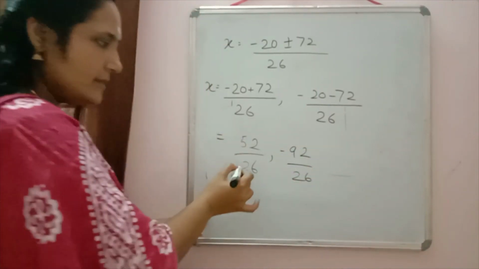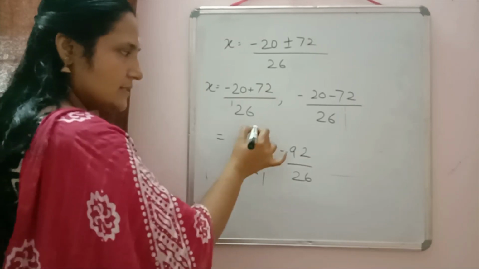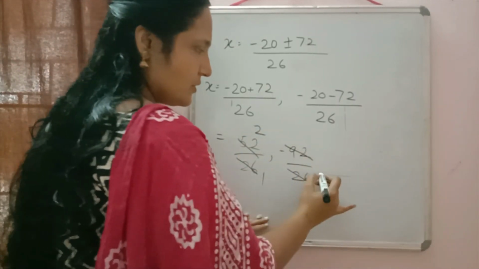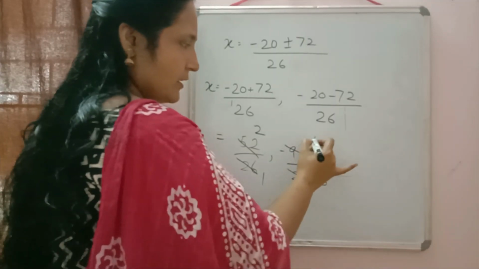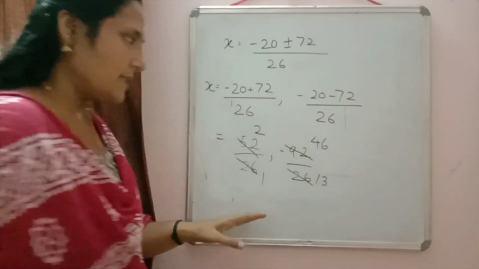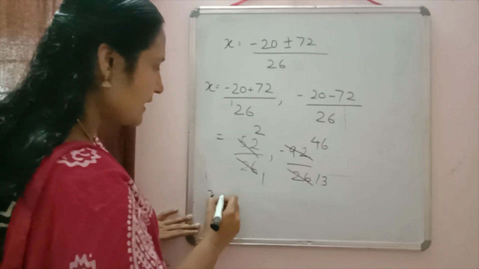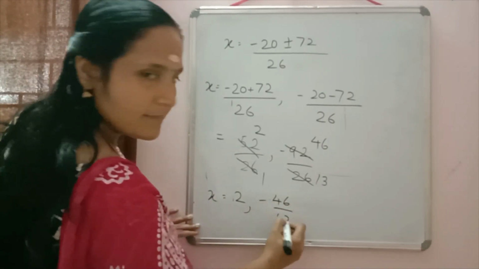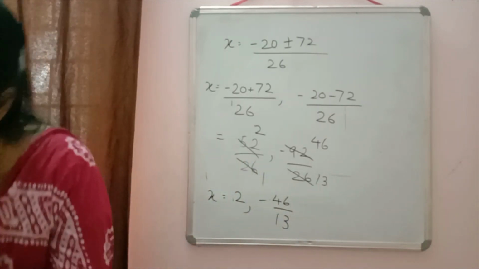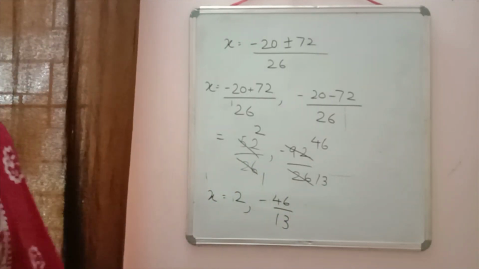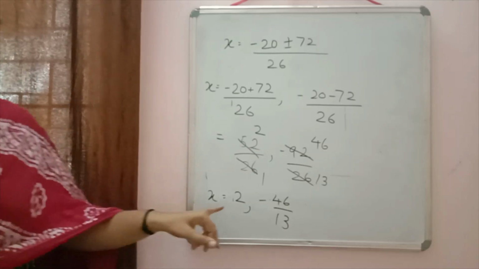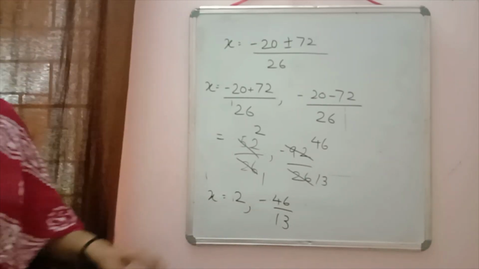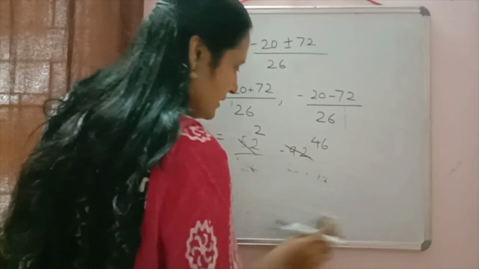Here we can cancel it. 26 ones are 26, 26 twos are 52. Here we can cancel it by 2 there. So it will be equal to 13, 2 fours are 8, 2 sixes are 12. So we are getting two values. x is equal to 2 and minus 46 by 13. So the value of x is 2 and minus 46 by 13. One more question we will do of this type.